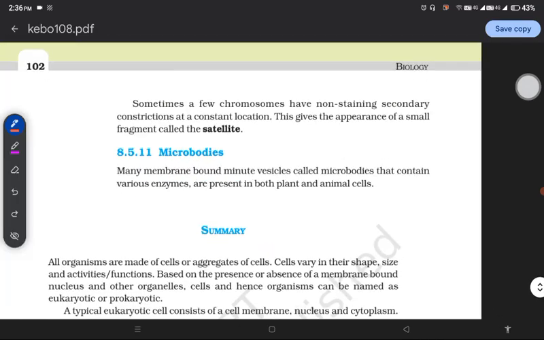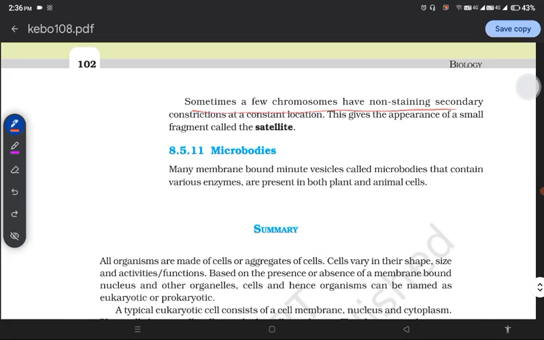Sometimes a few chromosomes have a non-staining secondary constriction at a constant location, which gives rise to the appearance of a small fragment called a satellite.